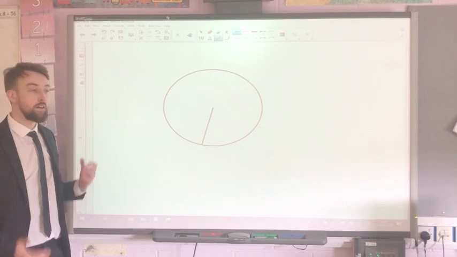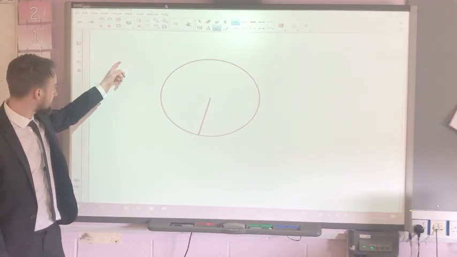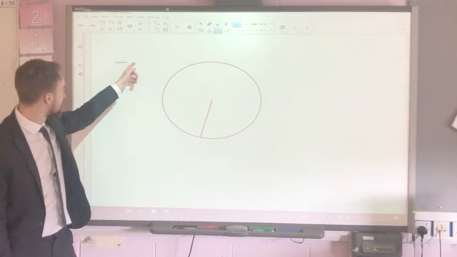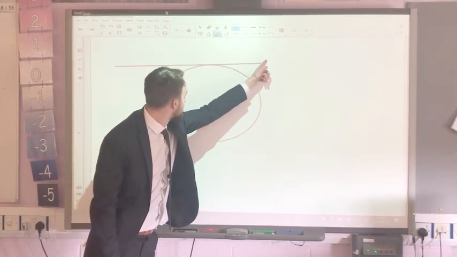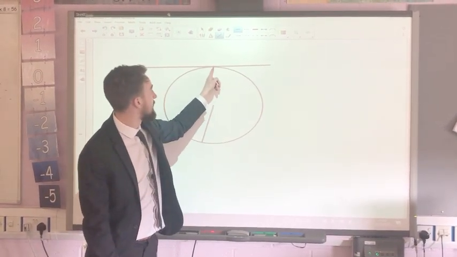Okay, the next we've got is a tangent. So the tangent is a line that just touches a part of the circle.